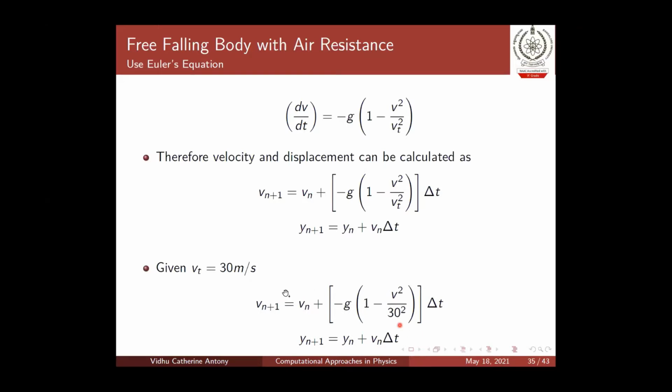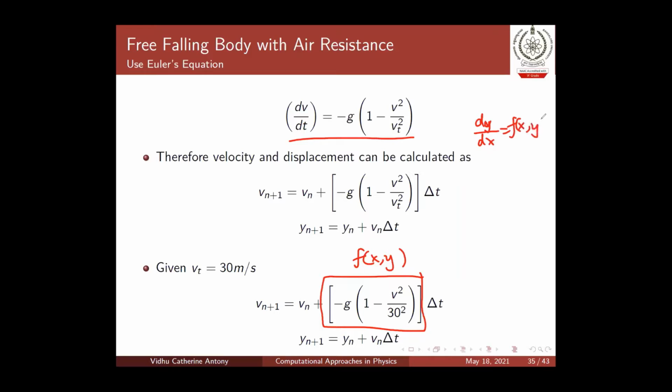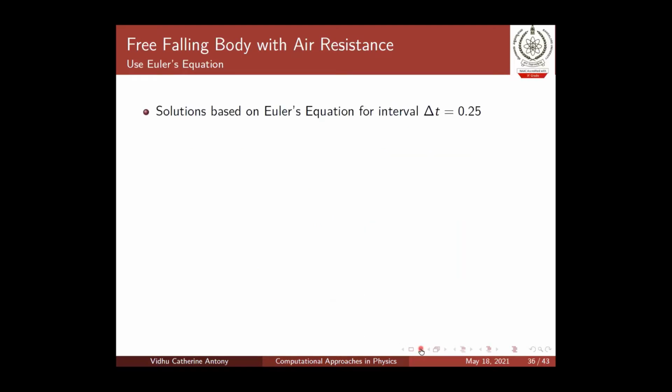So here what do you have? Given vt is 30 meters per second. That's what is given. So the terminal velocity is 30 meters per second. You substitute that, and then you just have to do your Euler's equation. So what is this guy? Let's just compare it again. This guy is basically your f of x comma y in your Euler's equation, because you've written it in this differential equation form. So if it's dy by dx, you have f of x comma y. Now you get the whole idea. I am not going to be doing each and every point here.